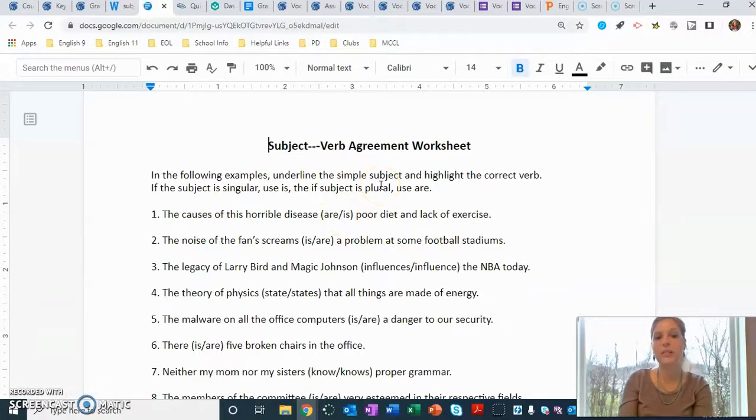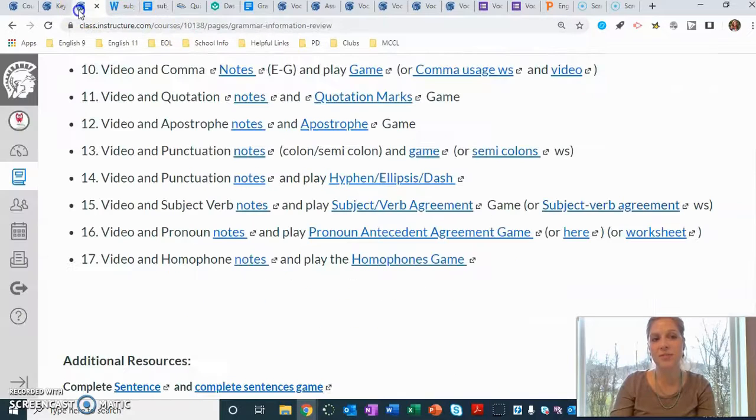So figure out what the subject is, who or what is doing the action, and be careful to not choose a subject that's part of a description phrase, such as of this horrible disease, or of the fan screams, or of Larry Bird and Magic Johnson, or of physics. Those are all of. So those are all prepositional phrases that could be taken out. So, those can't be subjects if they're just descriptions. And there you go, there's subject-verb agreement.